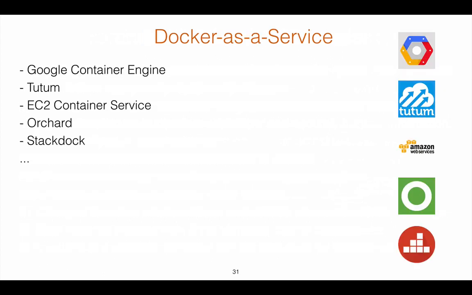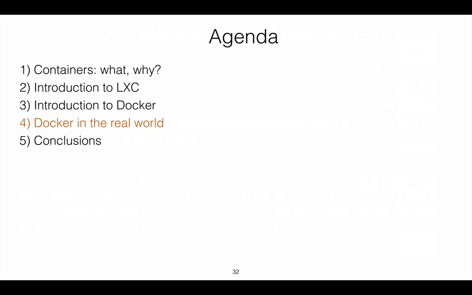Another very important thing is that now there is an emerging trend of Docker as a service. Google, Amazon, through EC2 Container Service, Tutum, Orchard, StackDog, and a few others are offering Docker as a service. And this is essentially a way for you to host your Docker containers in the cloud without worrying too much about the details or about the underlying infrastructure.